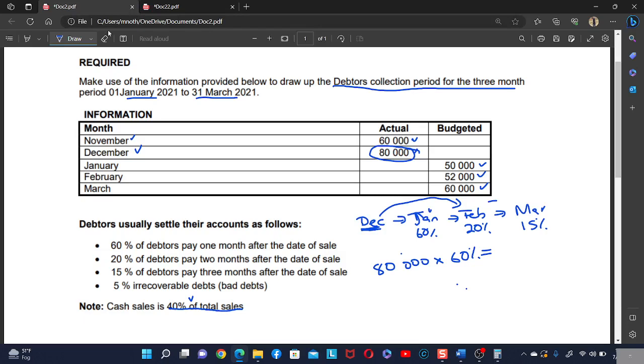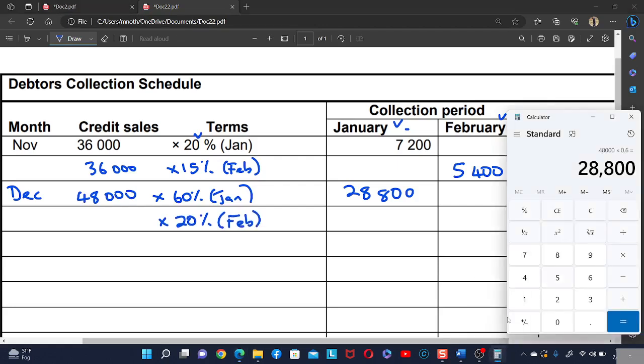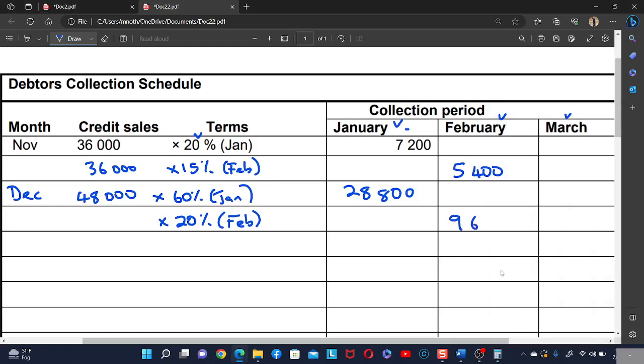And then 20% will be paid in February. So 48,000 multiplied by 20% is 9,600.